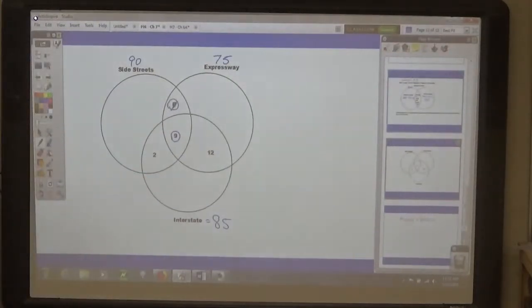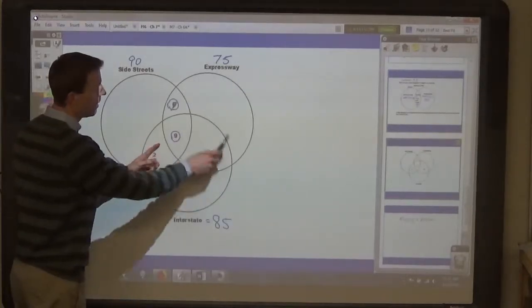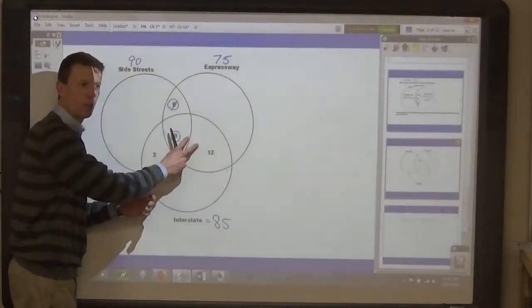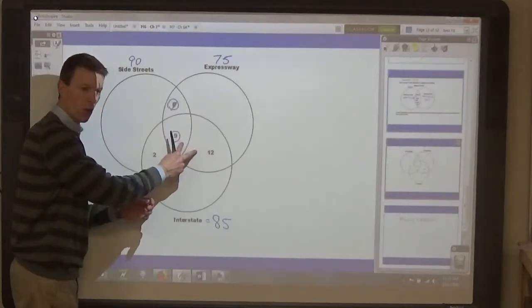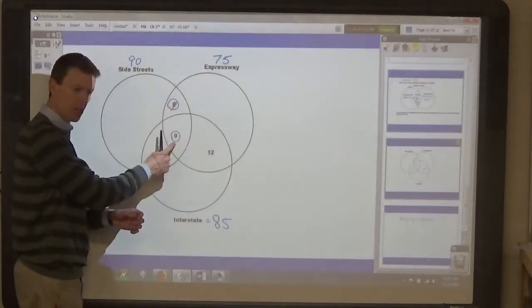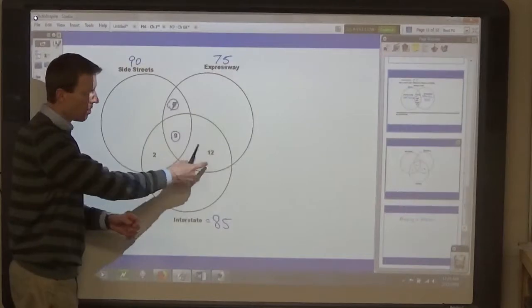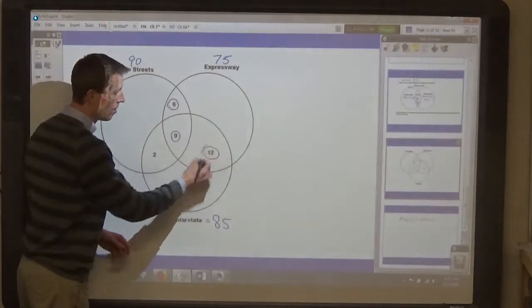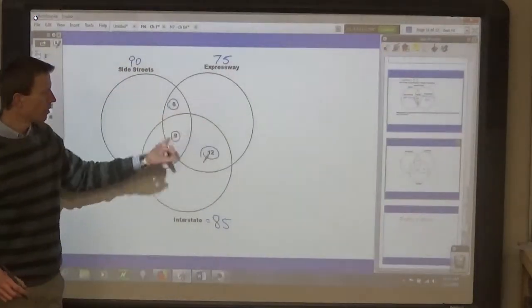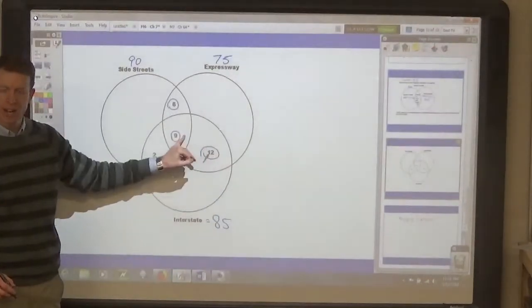Then it says that 21 use both the expressways and the interstate. 21 use both the expressways and the interstate. So there are 2 numbers in here for a total of 21. If we already know there's 9 in the middle, then 12 use the expressways and the interstate only. 12 and 9 is 21.